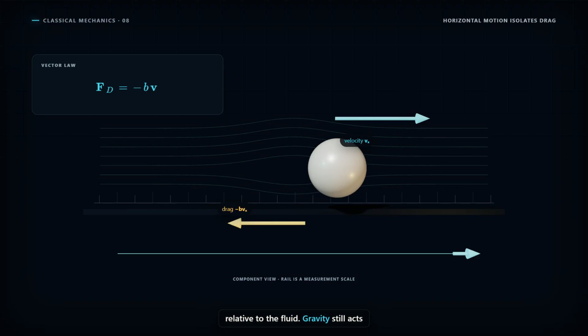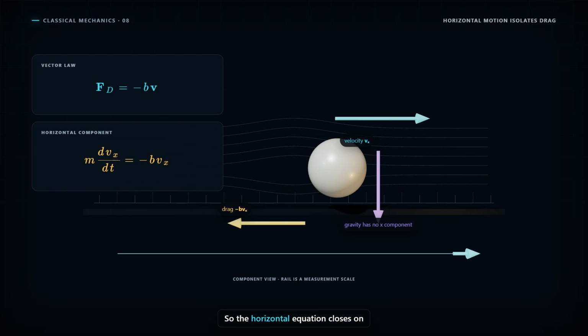Gravity still acts downward, but it has no horizontal component. So the horizontal equation closes on itself. m dvx/dt equals minus b vx. This uncoupling is a special gift of linear drag. Each component of minus bv is simply minus b times that component. Later, x and y can be solved separately before they are recombined.